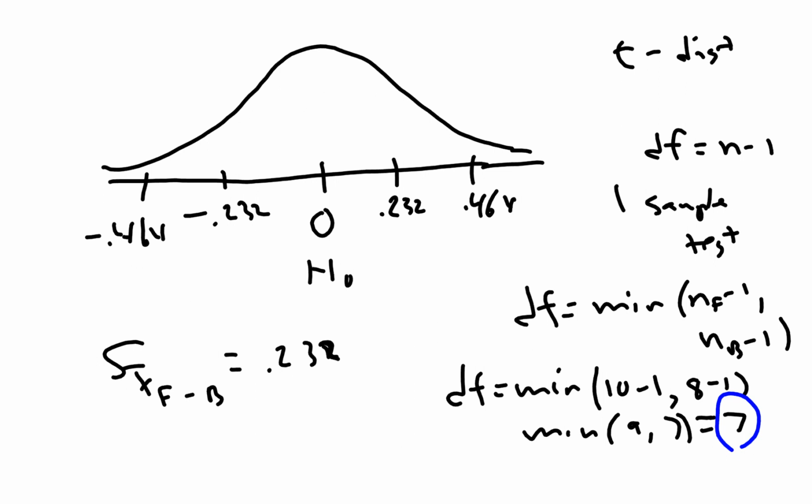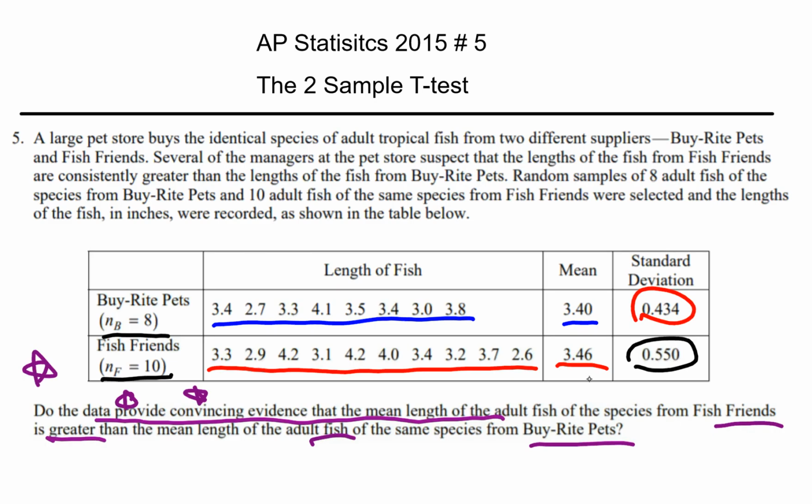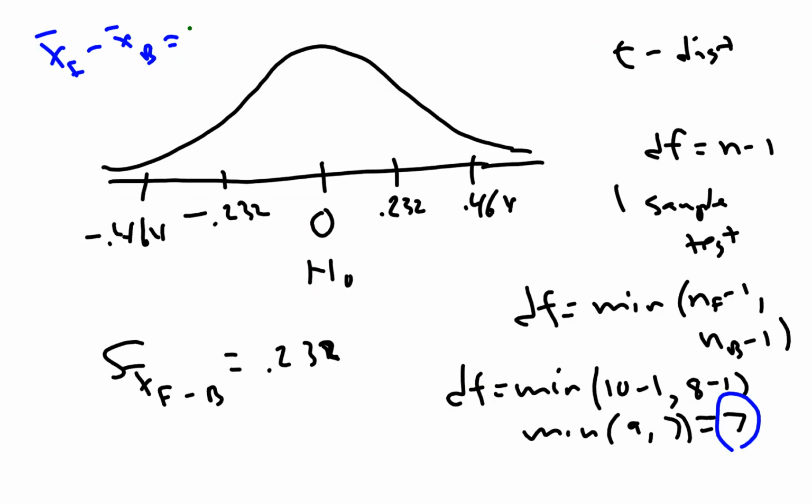Now the final thing we need is we need to know what the difference in the X bars were. So we need X bar fish friends minus X bar buy right. Now luckily in the problem they gave us those things. X bar fish friends was 3.46 and X bar buy right was 3.4. So this would be 3.46 minus 3.4, and if we subtract that, you get 0.06, which you'll notice is not far away from 0 here. It's only about there.